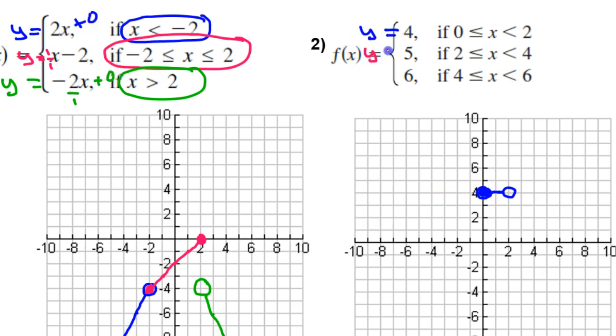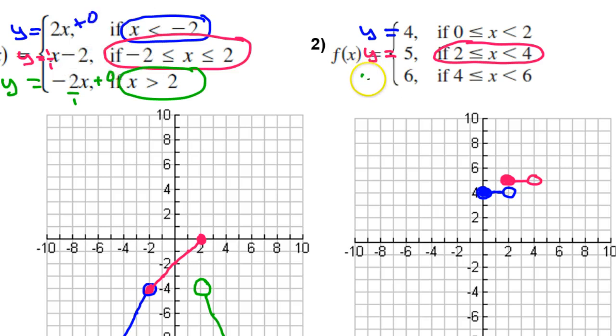All right, now y equals 5 is a horizontal line at 5. So this is the line y equals 5. But we're only going to graph the part of the line that is between 2 and 4. So here is 2 and here is 4. Now the 2 side should be a closed circle. All right, I'm going to erase the guideline. So that's what the middle part should look like.